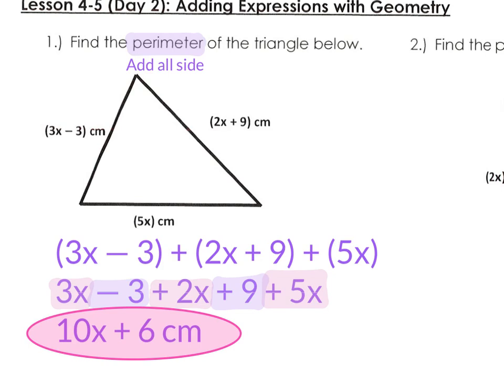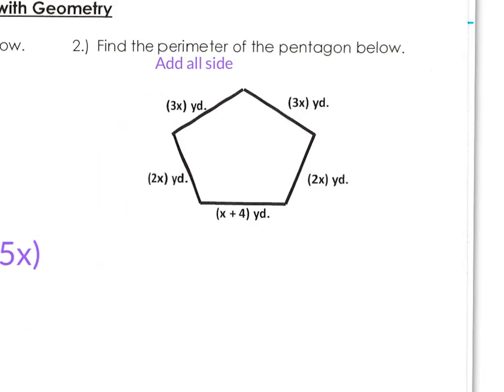All right, let's try another example together. Question number 2, I see again, it says find the perimeter. So we're highlighting perimeter, and underneath that, we're going to add all the sides. This time we're talking about a pentagon here. So a pentagon, and we have a picture, has 5 sides.